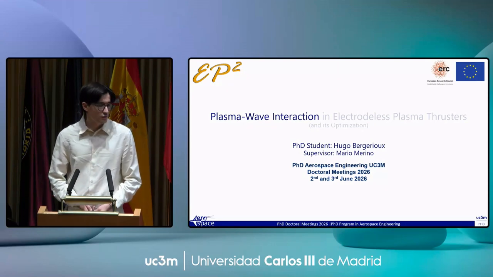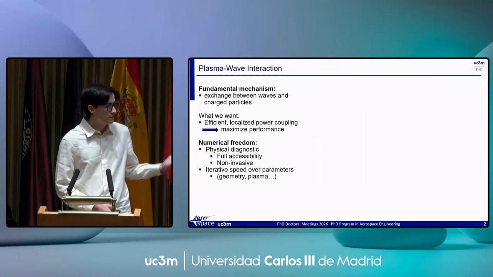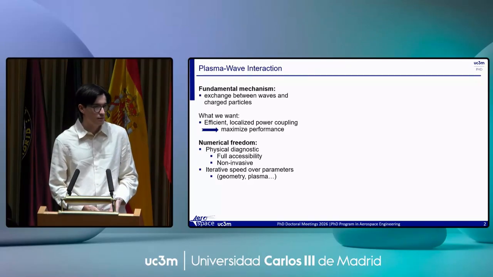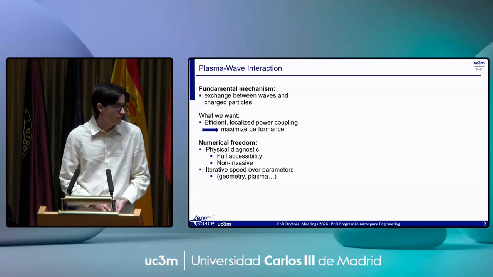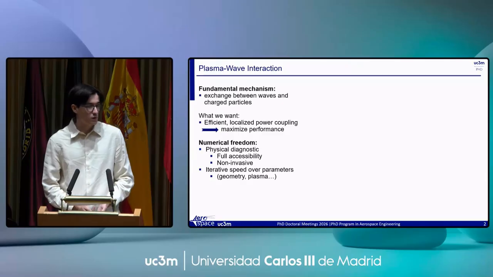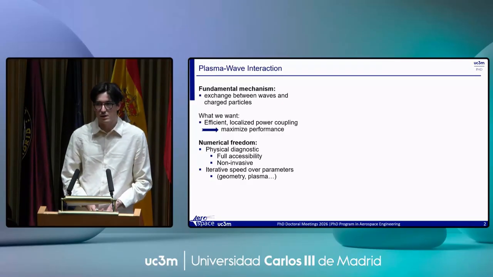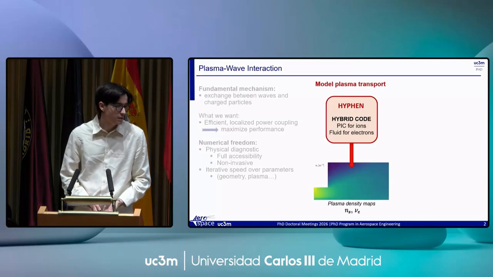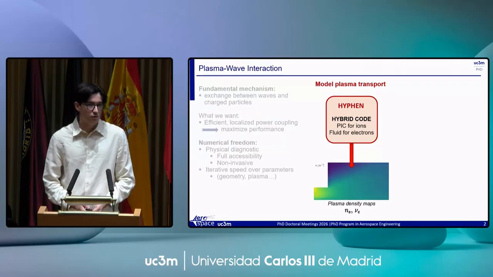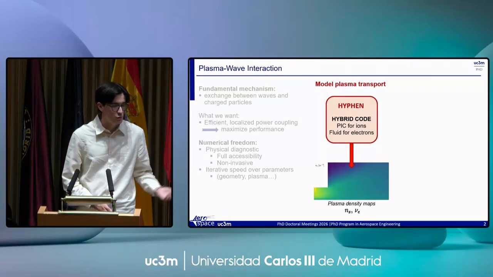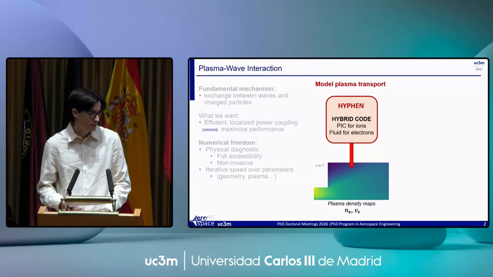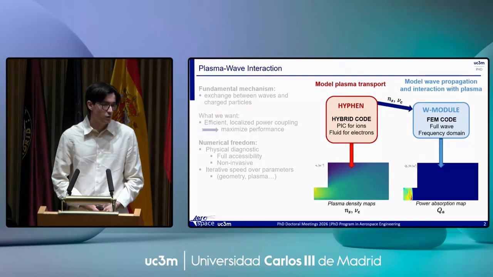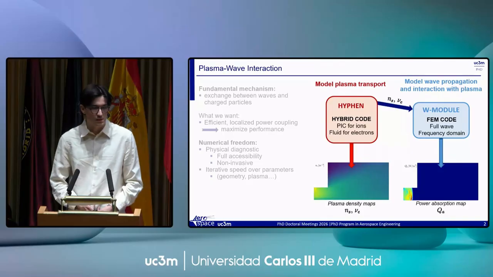For the first part of the title of the thesis, the plasma wave interaction: as we saw about EPTs, if we want to optimize their performance, we need to optimize the power coupling that takes place in the plasma wave interaction. So to study this, we use numerical simulations that allow us to run different tests and iterate over different operational parameters. To do that, we need a code to model the plasma transport. So we will use HYPHEN, that has also been presented by Iñaki and Simone, that will take care of the plasma. And we need to couple it with a code modeling the wave propagation and its interaction with the plasma.